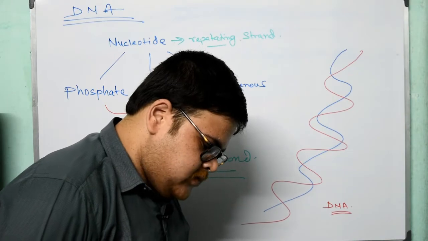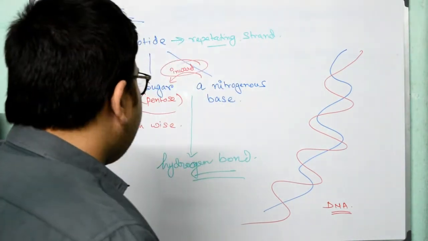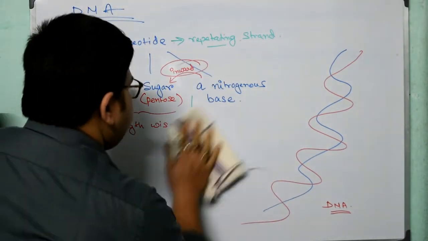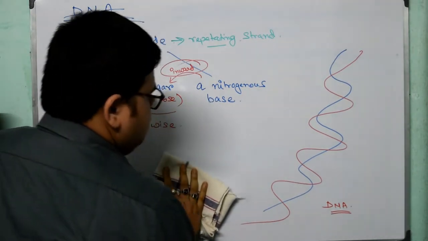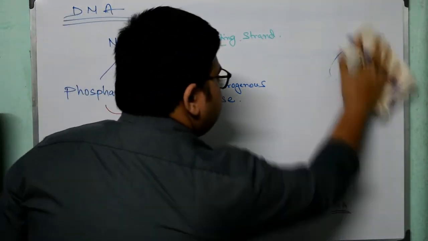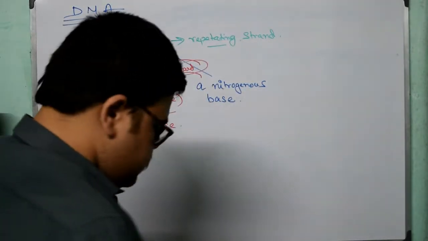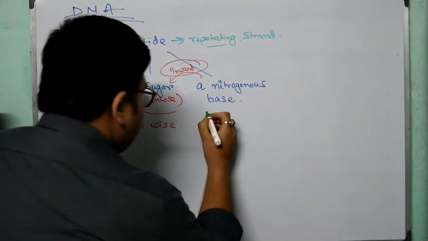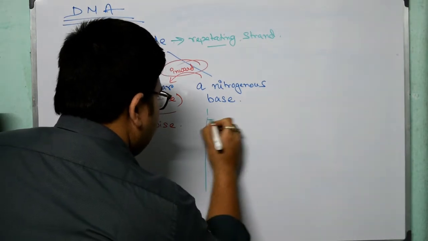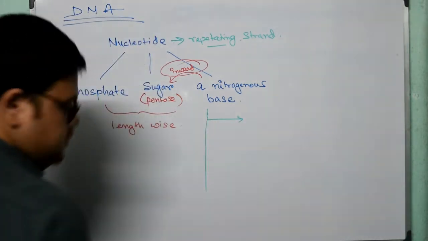Four types of nitrogenous base are found in a DNA. Now, what are the types of nitrogenous base? I am removing the structure. We'll go on it later on. So nitrogenous bases are of 4 types: 1, 2, 3, 4. Okay.